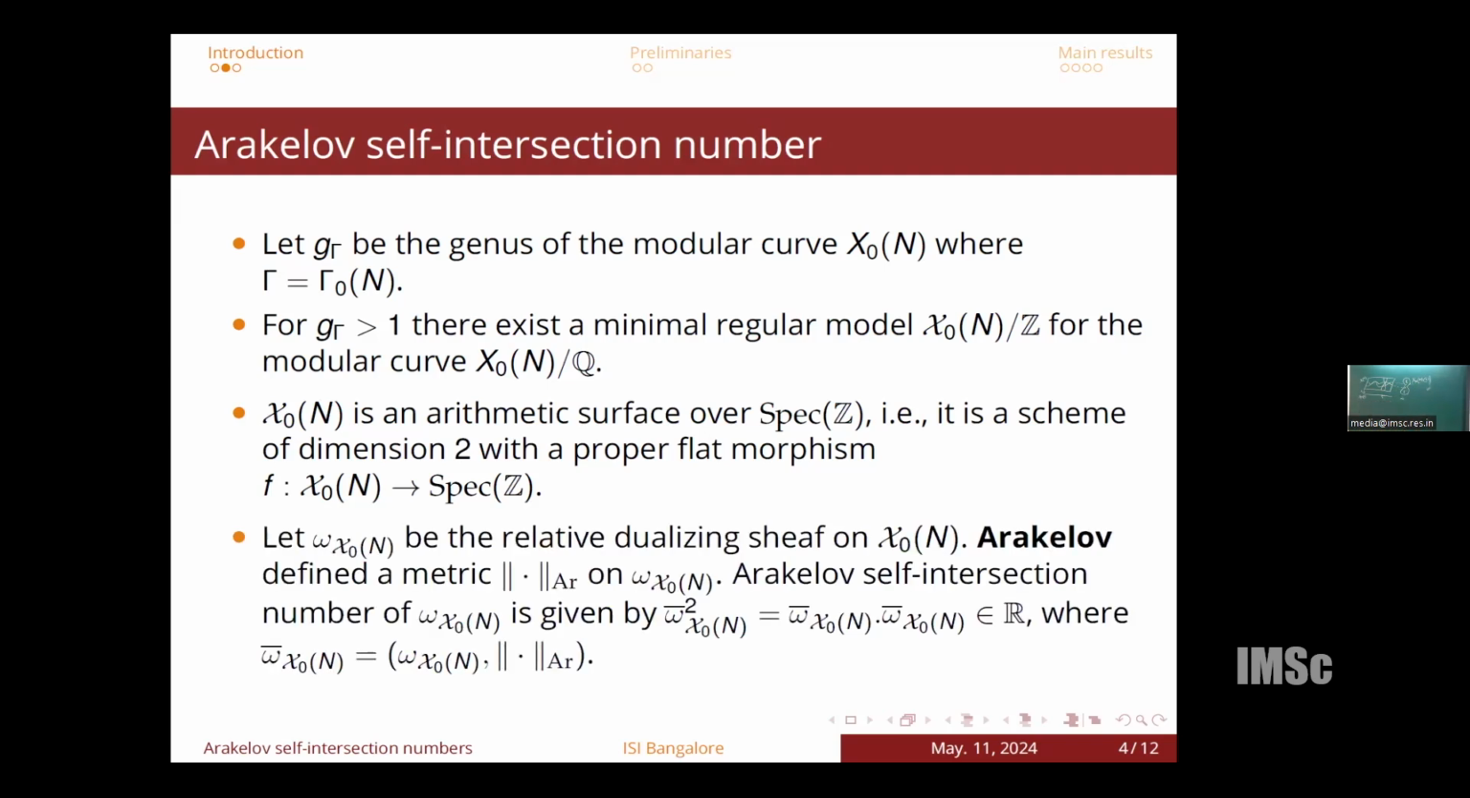Now, in 1974, Arakelov introduced the intersection theory on such arithmetic surfaces. Let ω_{X0(n)} be the relative dualizing sheaf on curly X0(n). Arakelov defined a metric on that ω, and the Arakelov self-intersection number is given by ω̄², where ω̄ is the pair of ω and the Arakelov metric. We call this quantity the Arakelov self-intersection number of the relative dualizing sheaf on curly X0(n), and it is a very important invariant in Arakelov theory.